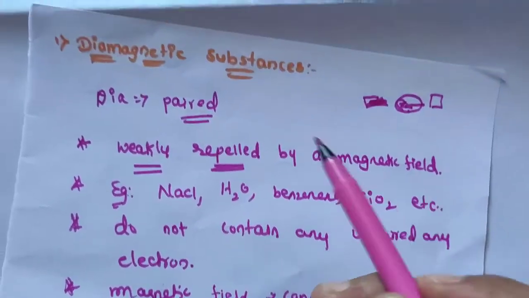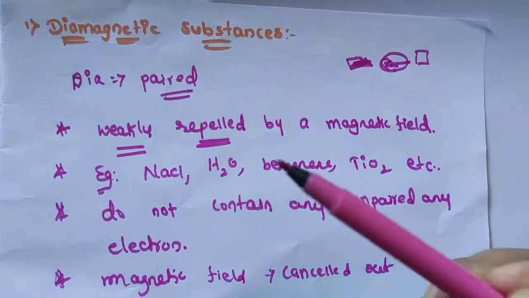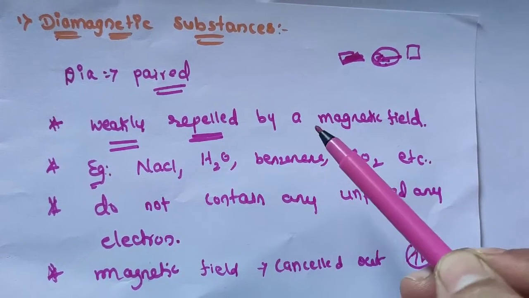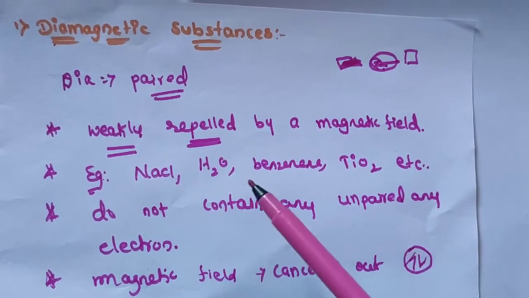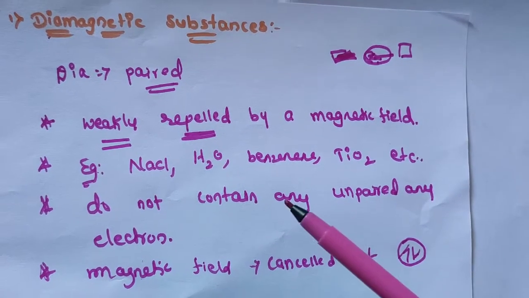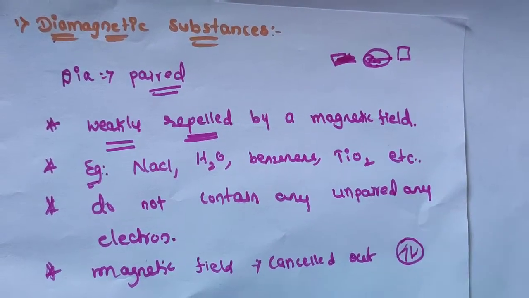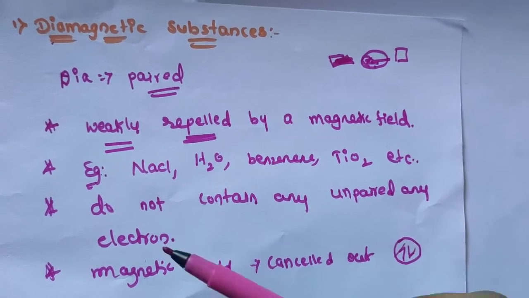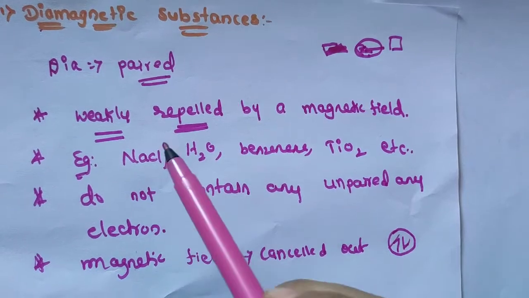So this is about diamagnetic substances. You should remember that dia means paired, and these types of substances are weakly repelled by a magnetic field. Why will it be weakly repelled? It is because it does not contain any unpaired electron, so it will be weakly repelled by the magnetic field. So, you should remember the examples.